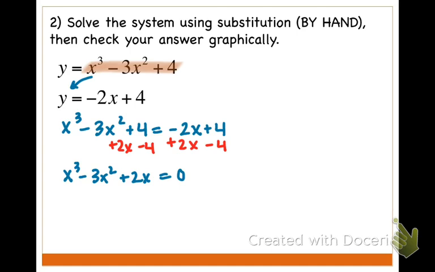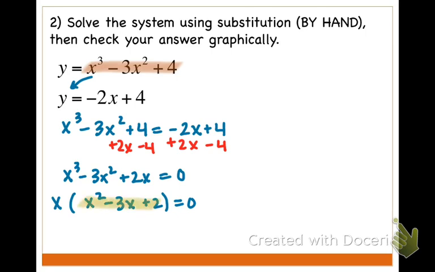Once it's set equal to 0, now I can go and factor, and I want to start by factoring out any GCF, the greatest common factor that I have, which in this case is going to be an x, and then I have x squared minus 3x plus 2. I'm left with just this quadratic inside that parentheses that I do want to solve. I do want to factor as well.